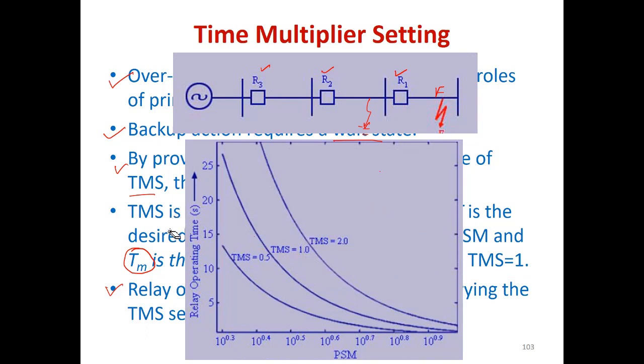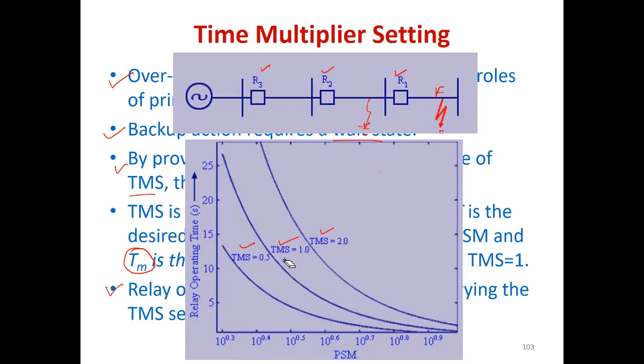We can see here the relay operating time is plotted for different values of PSM. PSM is your plug setting multiplier. The relay characteristic, the time current characteristic, has been plotted for different values of TMS. For TMS equal to 1, the curve is here. If we set the TMS equal to 2, the characteristic becomes like this, and if we set the TMS at 0.5, the characteristic looks like this.